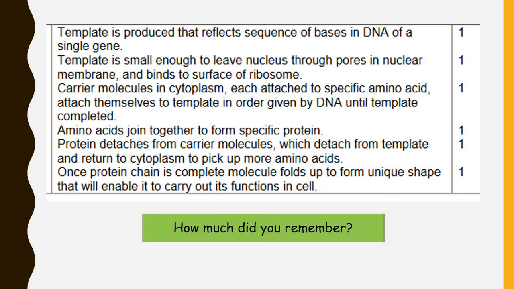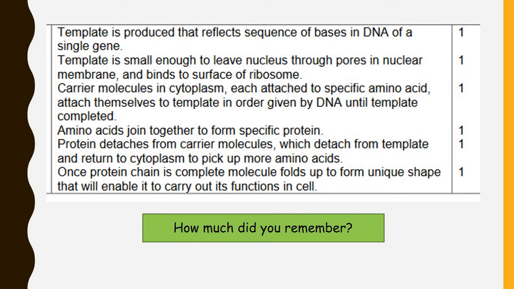Remember, three bases code for one codon, which is one amino acid. The carrier molecules attach themselves to the template in order, as given by the DNA, until the template is completely read. It might be that the sequence of DNA is a couple of hundred bases long, it might be 1,000 bases long, whatever it is, it will continue until that DNA code is read and the protein is made. As each of those codons gets read, each brings its amino acid to the ribosome, and the amino acids join together to form a specific protein, which initially we'll call a polypeptide chain.